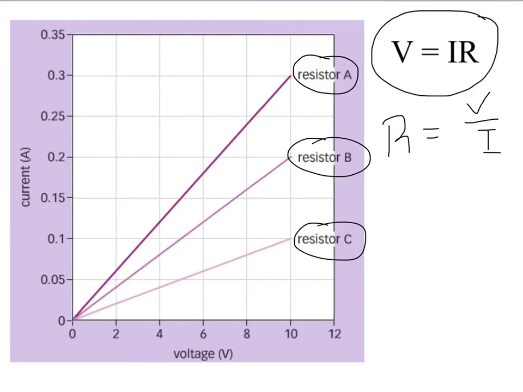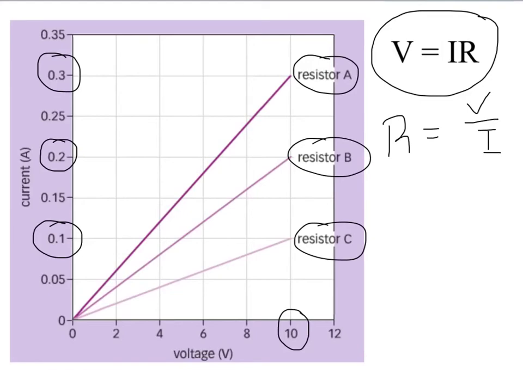So for resistor A, we've got a voltage of 10 and we've got a current of 0.3. For resistor B, we've also got a voltage of 10, but we've got a current of 0.2. And for resistor C, we've also got a voltage of 10 and a current of 0.1. What I'd like you to do now is pause this video and work out the resistances of each of those resistors. So I want you to do resistor A, resistor B and resistor C.